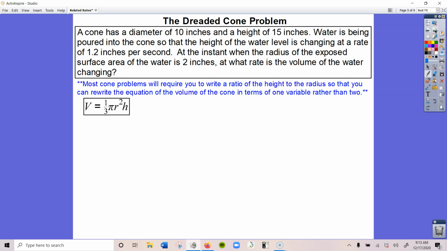So there's a lot of information here that we have to break down. All right, I'm going to draw a visual here so you understand. Here's my cone.